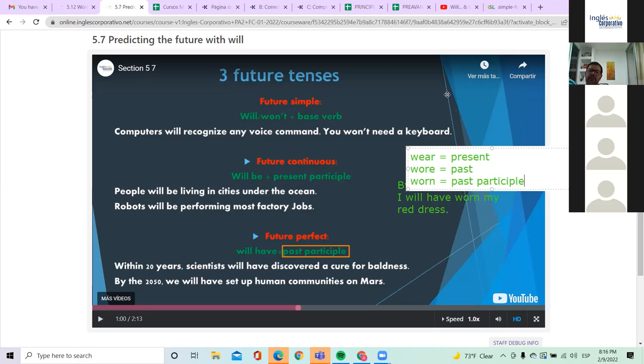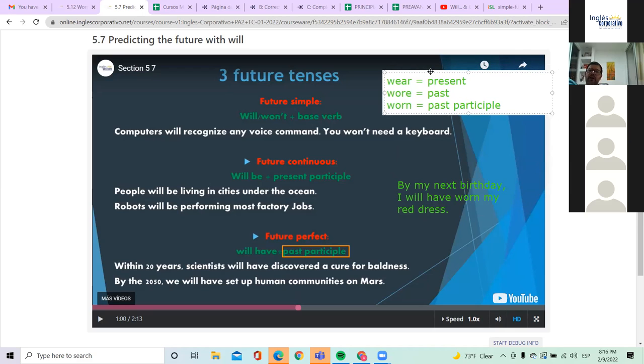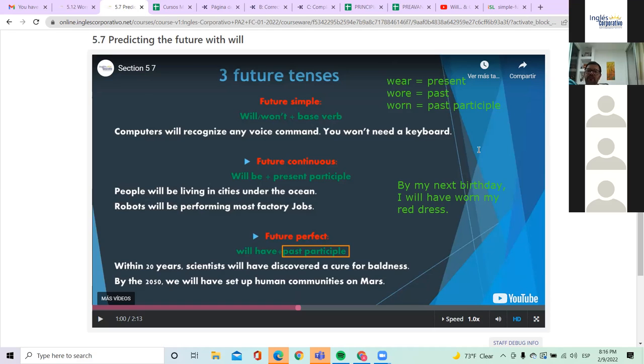Es la conjugación en el participio de wear. I will have worn. Recordemos que los past participles de los verbos, pues con la práctica y con el tiempo se nos van quedando de los que son irregulares. Any questions so far? ¿Alguna pregunta hasta aquí?